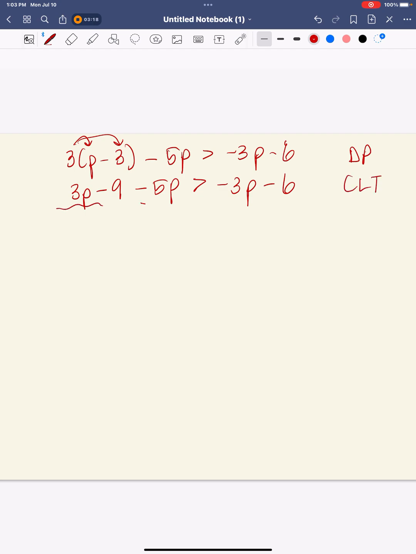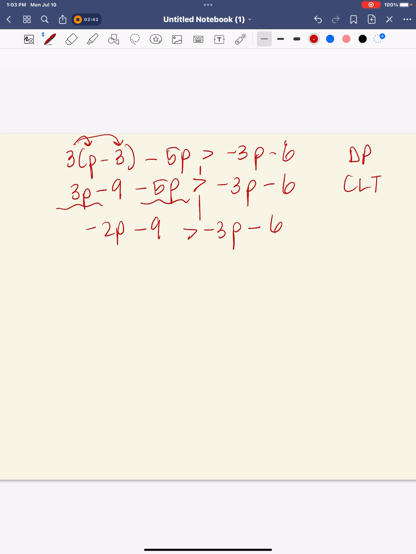And what you notice over here on the left is these are like terms. Remember, we can separate our equation from the left side and the right side. So right here, if I do 3 minus 5, I get negative 2p minus 9 greater than, and then there's nothing for me to do on the right side. Watch my negative. Make sure you always watch your signs. So now I've done combine like terms.